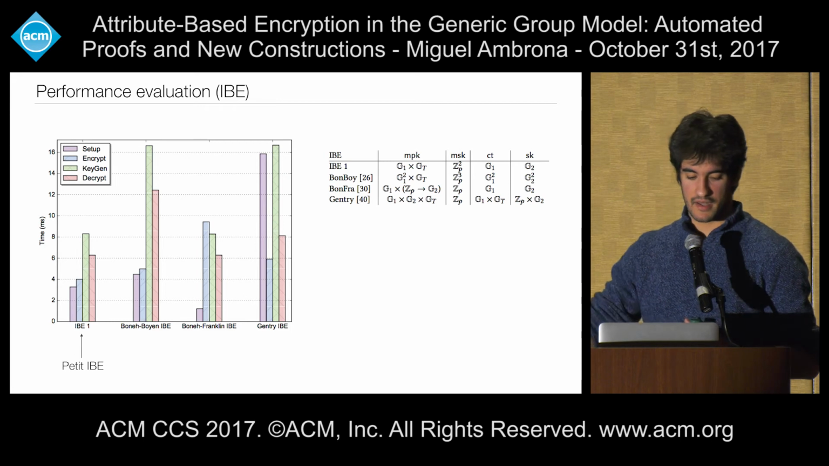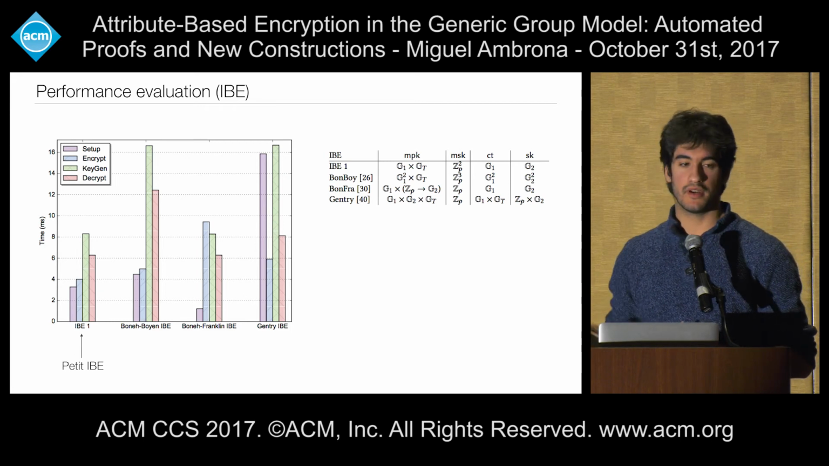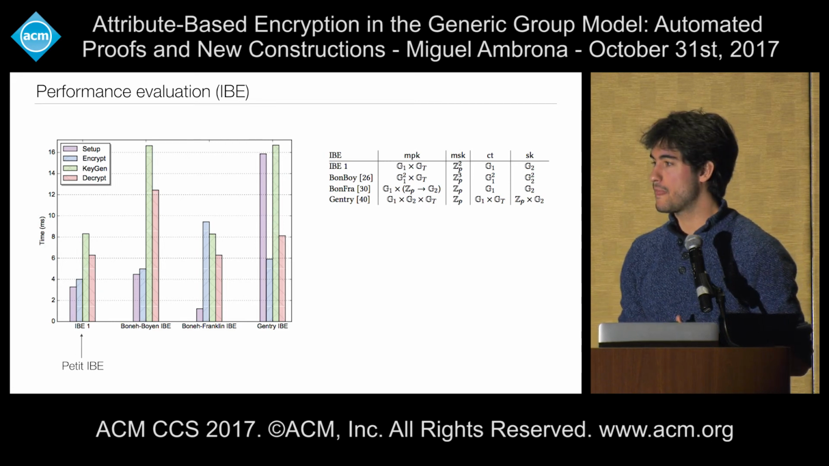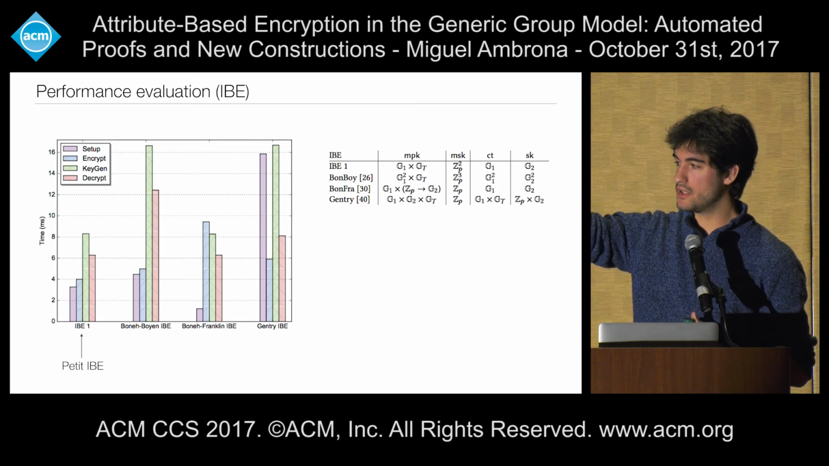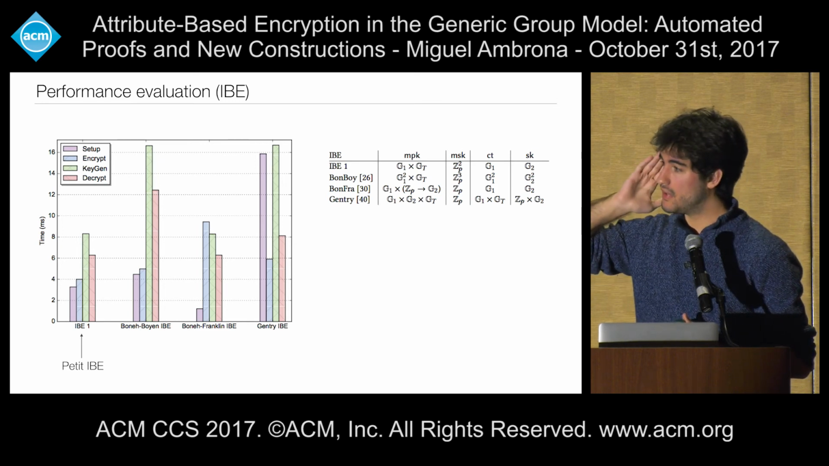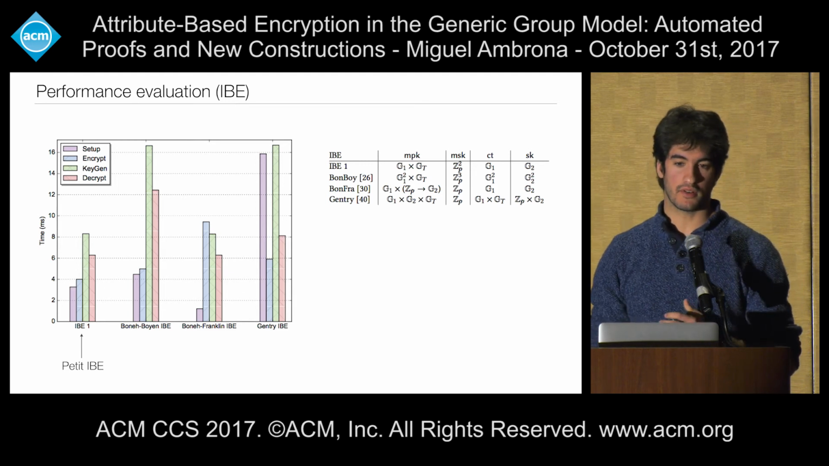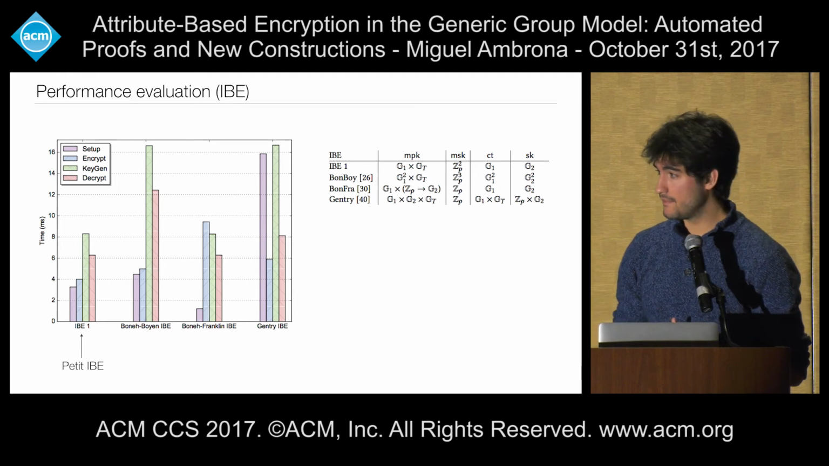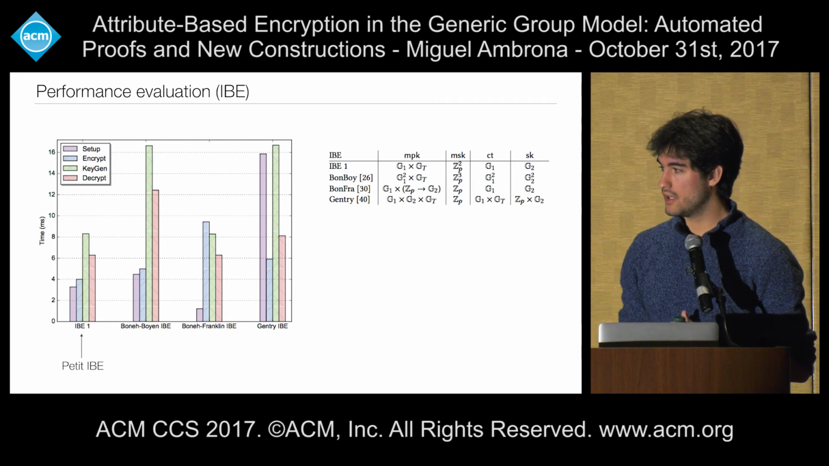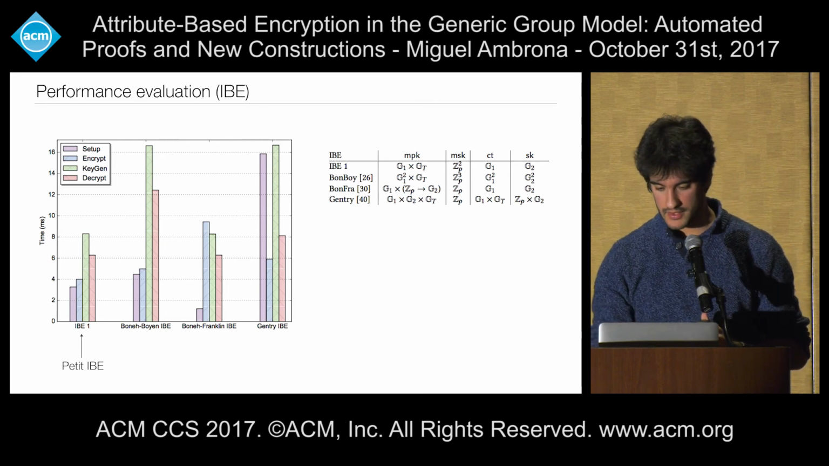I also want to say that security here is not comparable, because our scheme is proven in the generic group model, but Boneh-Franklin is proven in the random oracle model, which is also not ideal, and the other two are proven selectively secure. So security is not comparable here.